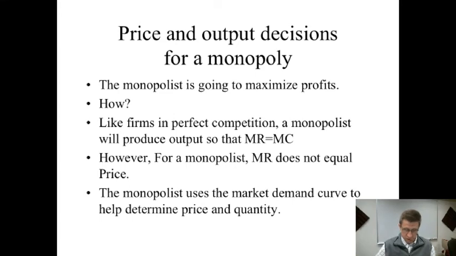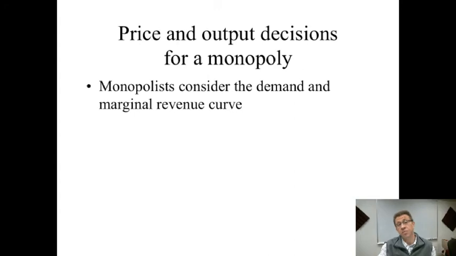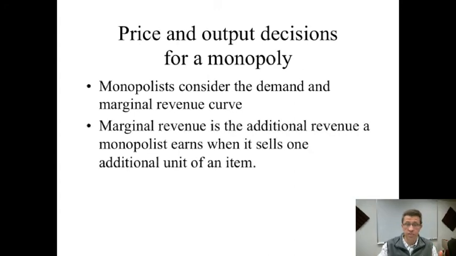So the monopolist uses the market demand curve to help determine the price and quantity, and from there they get the marginal revenue curve. We've talked about marginal revenue several times. I hope that this definition comes up and you're thinking, oh, I know this. If that's the case, that's wonderful. If it's not the case, probably need to go back and refresh yourself on marginal revenue and marginal cost. Anytime you see the word marginal, what should be coming into your head? Additional. Marginal revenue is the additional revenue a monopolist earns when it sells one extra unit of an item.